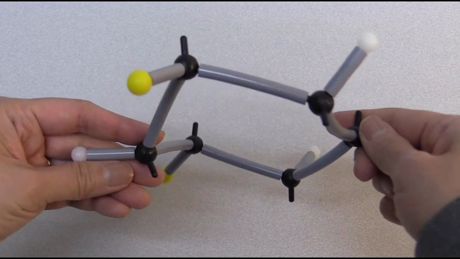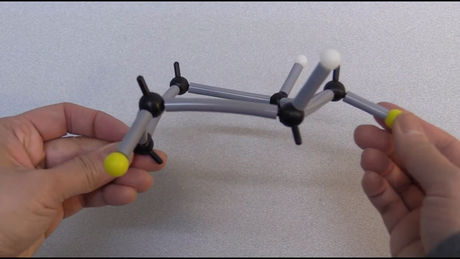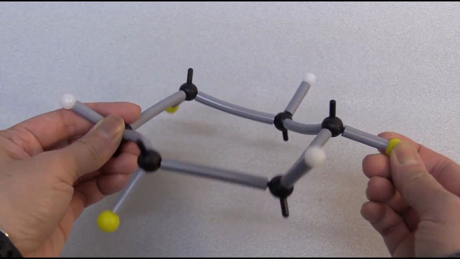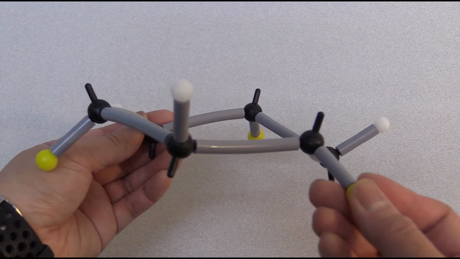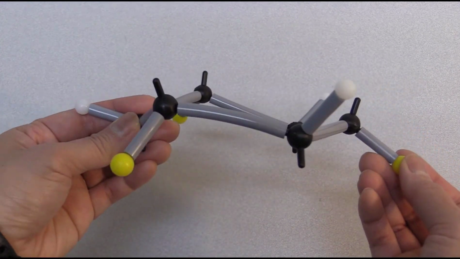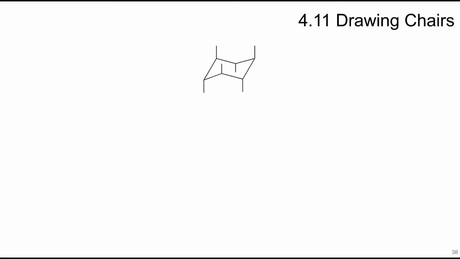So all of the yellow is still pointing down, but they're not all in the equatorial position. And that is the more stable conformation when you have more groups in the equatorial position. So when we draw chairs, there is this chair drawn here. At every corner, the direction that the corner is pointing, there's going to be a group that is axial in that direction. So this is a corner that's pointing up, so we have axial up.